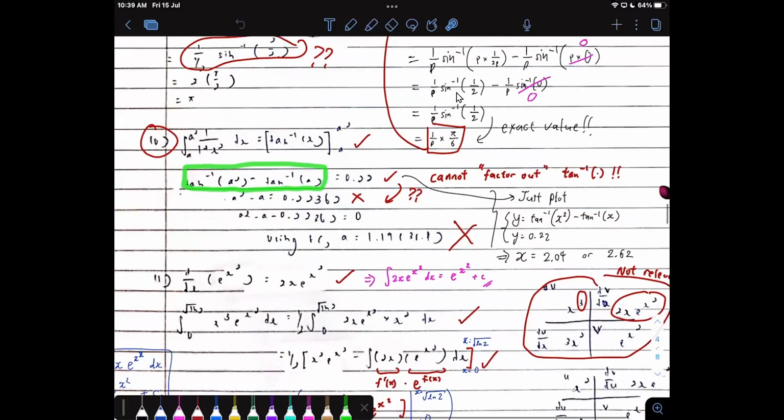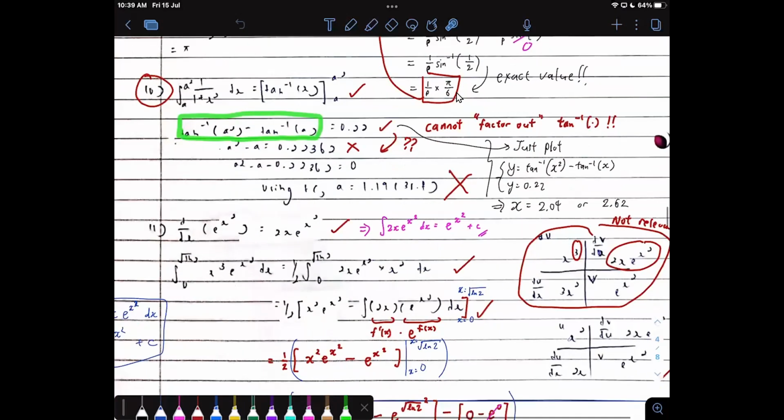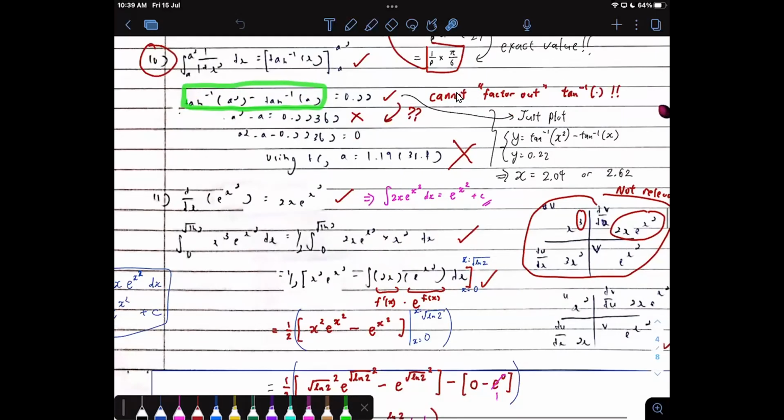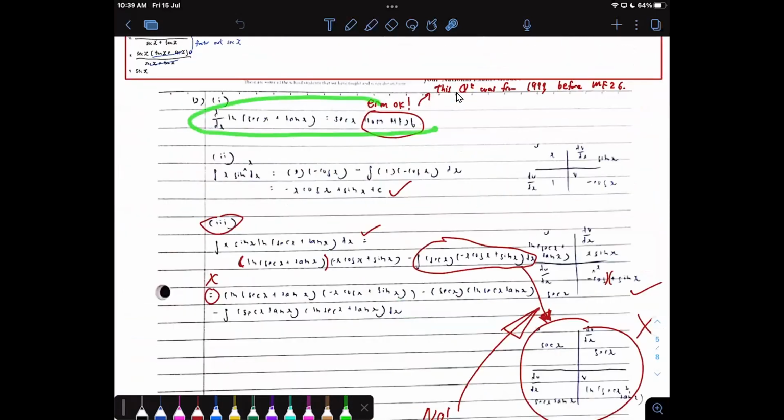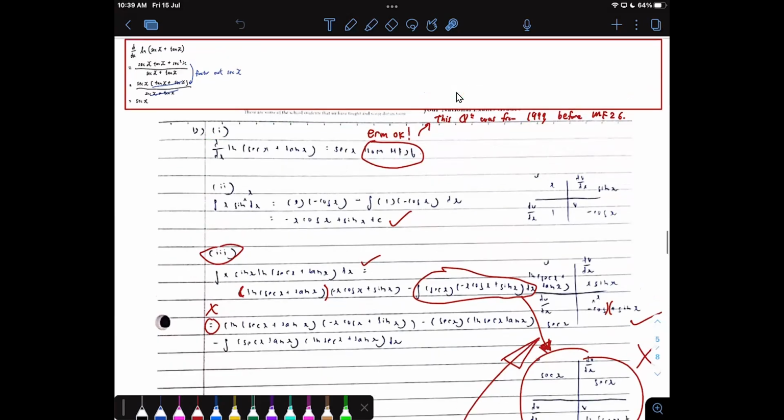11 is correct. 12 is correct, but here actually I think what they meant for you to do is to do it step by step. This question is from 1999, before MF26. So yeah, that's why they actually wanted you to show the working.